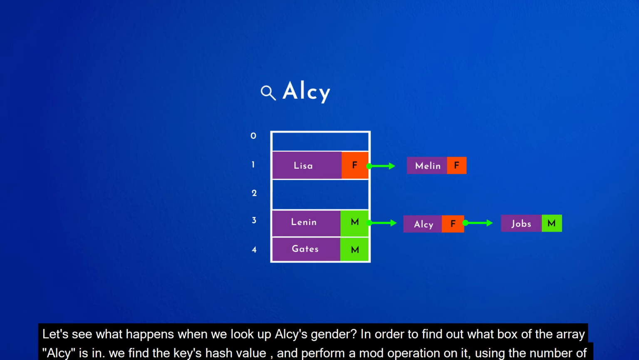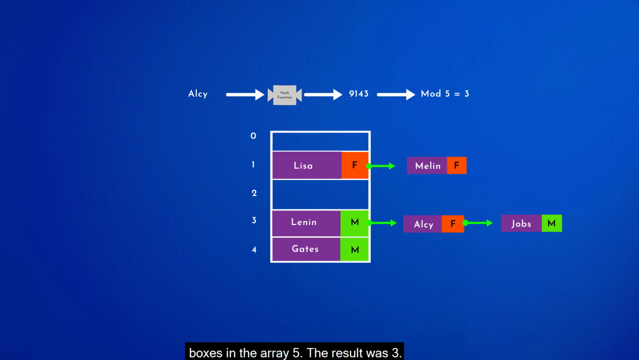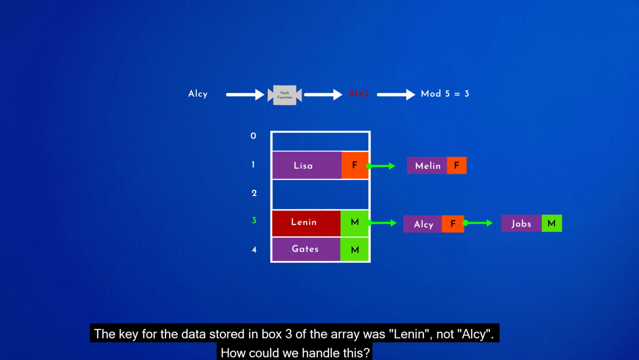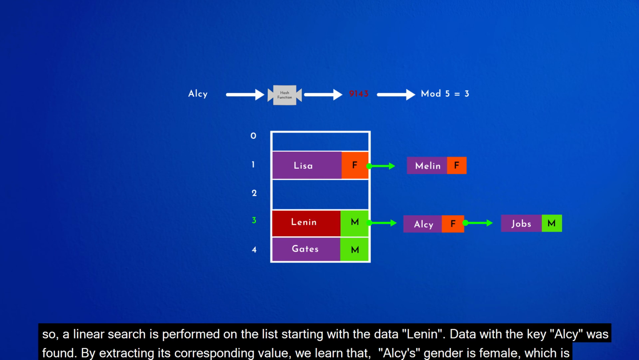Let's see what happens when we look up Elsie's gender. In order to find out what box of the array Elsie is in, we find the key's hash value and perform a mod operation on it using the number of boxes in the array, 5. The result was 3. The key for the data stored in box 3 of the array was Lennon, not Elsie. How could we handle this? So, a linear search is performed on the list starting with the data Lennon. Data with the key Elsie was found. By extracting its corresponding value, we learn that Elsie's gender is female, which is denoted as F.